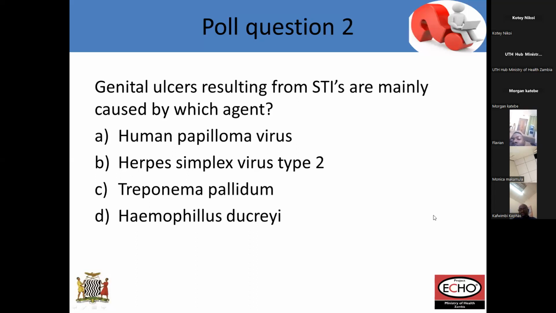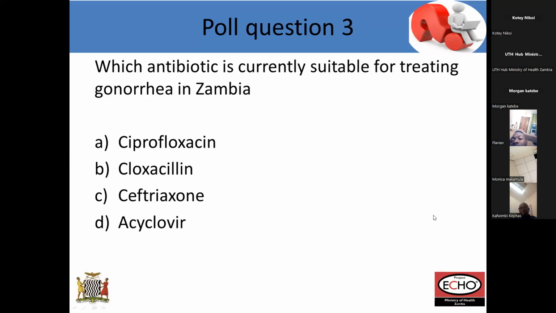And we have one more poll question after this, which is, which antibiotic is currently suitable for treating gonorrhea in Zambia? And we have A, ciprofloxacin, B, cloxacillin, C, ceftriaxone, and D, acyclovir. Which antibiotic is currently suitable for treating gonorrhea in Zambia? A, ciprofloxacin, B, cloxacillin, C, ceftriaxone, and D, acyclovir.